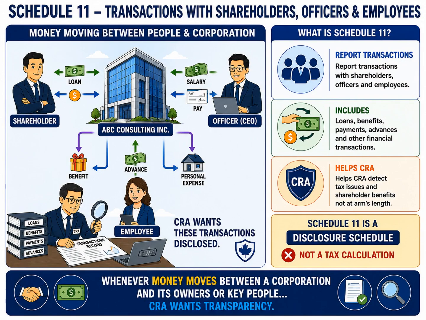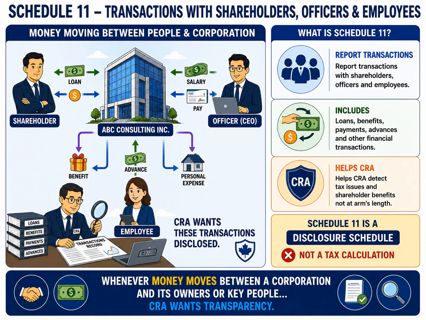Schedule 11 is designed to disclose financial transactions that take place between a corporation and the people who are closely connected to it. These include shareholders, corporate officers such as directors or executives, and employees. The reason this schedule exists is simple. Transactions between a corporation and its owners or key individuals are not always conducted at arm's length. Because of this, the Canada Revenue Agency pays close attention to these transactions to ensure they are properly reported and that any tax consequences are correctly recognized.